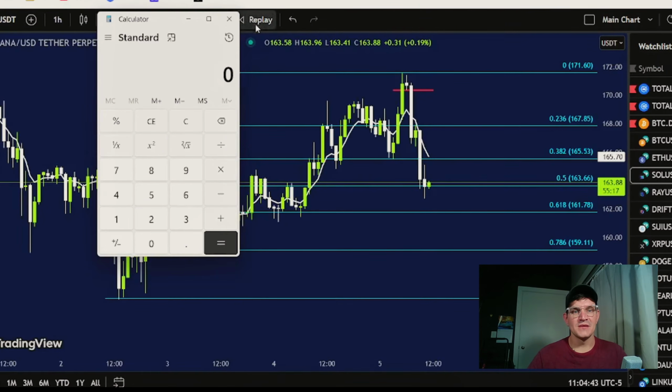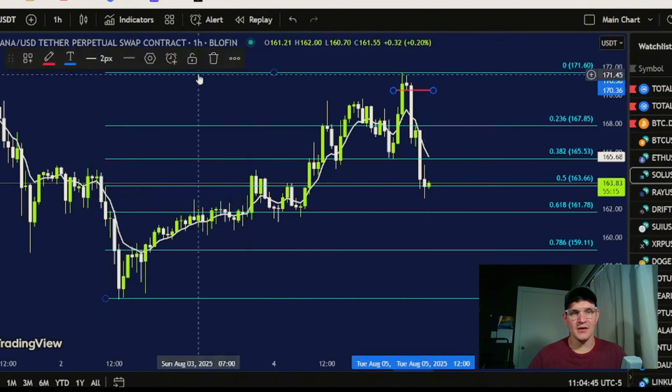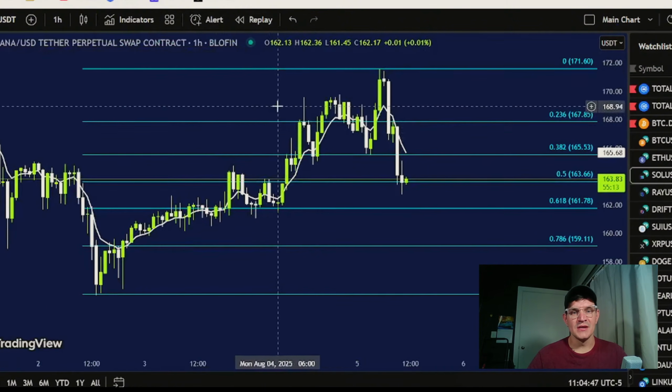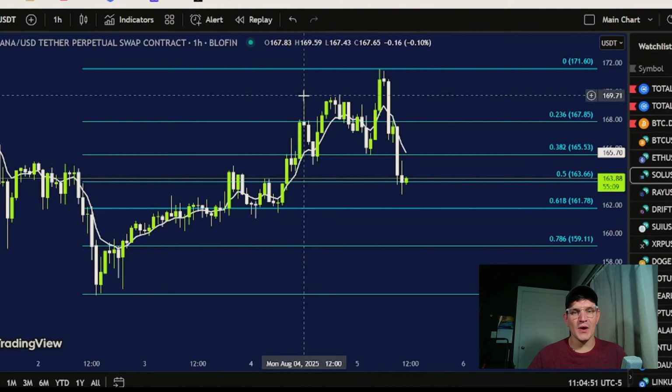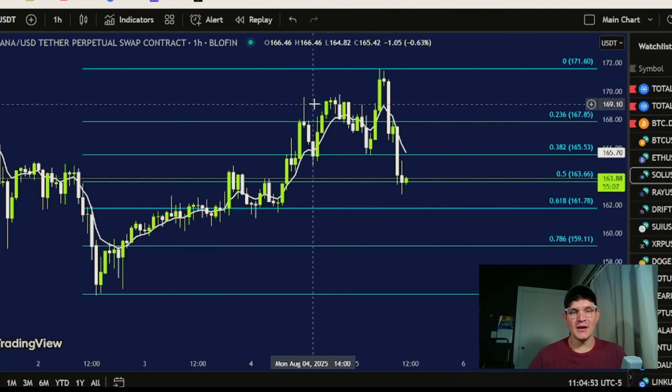All right, so let me go ahead and show you another smaller example. This is another perfect example right in here. Okay, so we ended up going way far up, but again, this is what I'm talking about: watching the candles and seeing what the candles do, because the candles all tell a story.